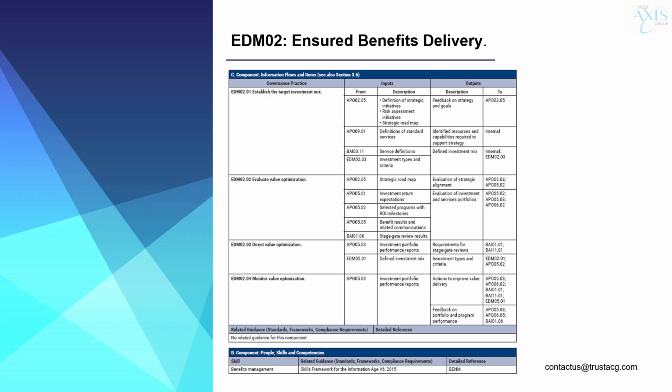Okay. So now that we have discussed what the organizational structures are that must be in place, let's shift our focus to the other components within this particular governance objective. Like, say for example, information flows and items, people, skills and competencies, etc. Now, these components will explain how information moves across governance and management processes and what capabilities are required in the people to make the benefit realization truly effective.